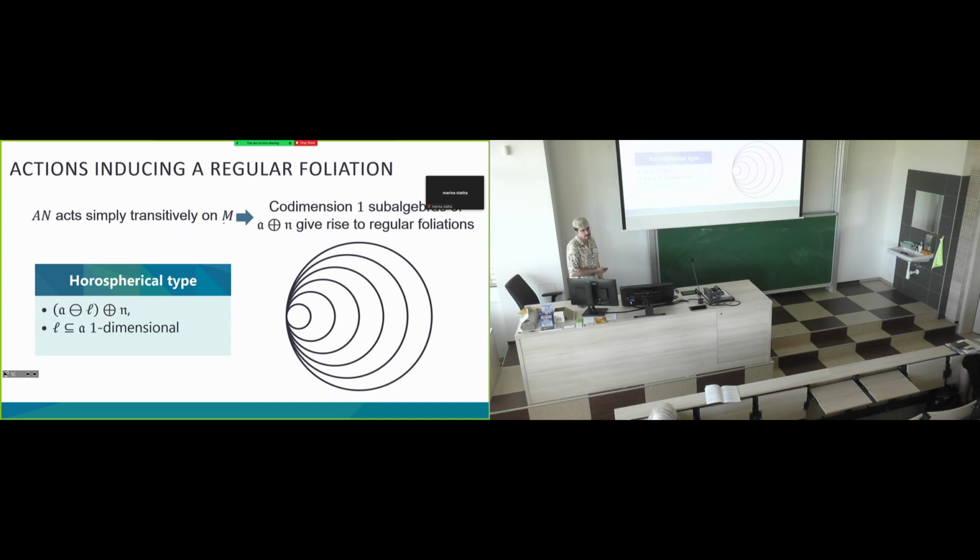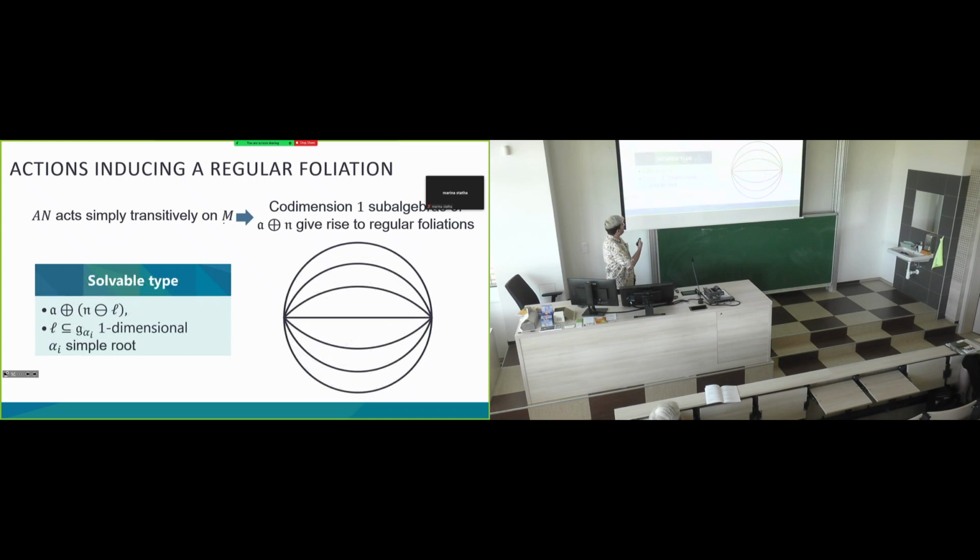which is what we call a foliation of horosphere type. This is because for some nice choices of lines in A, this produces a foliation of our symmetric space by horospheres. Same thing if we take out a line of a simple root space, by the properties of these brackets. A plus N minus a line is a subalgebra, in fact, so it produces a foliation, which we call of solvable type.